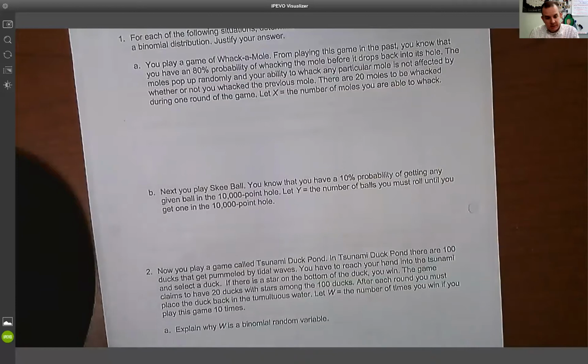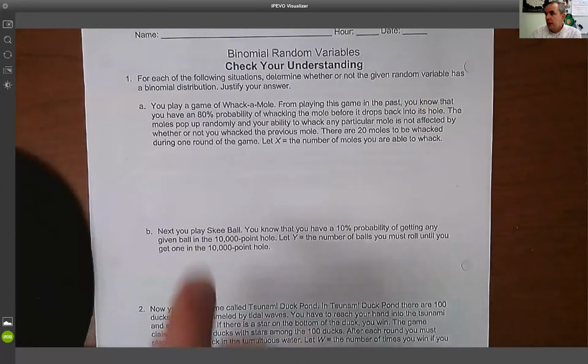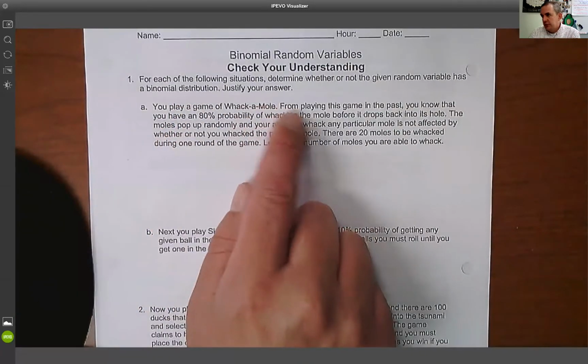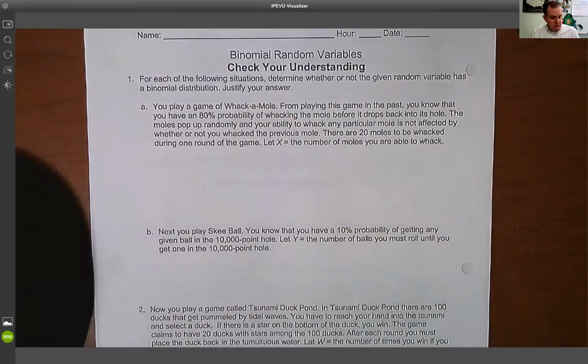So we're going to go ahead and take a look at an example and see if we can figure out if this is a binomial setting. Easy for me to say. Okay, so for each of the following situations, determine whether or not it's a binomial distribution. So here's what we got.